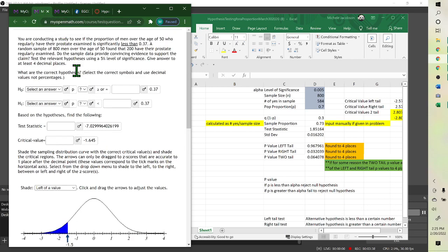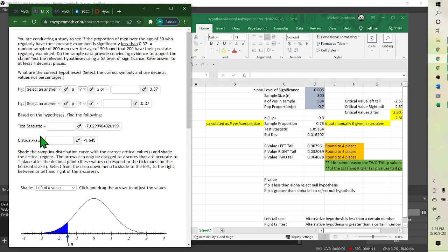The other problem, you're conducting a study to see if the proportion of men over the age of 50 who regularly have their prostate examined is significantly less than 0.37. So we're testing less than. For this one, then, you should have greater than or equal to the 0.37. Because we were testing less than 0.37, this one would be less than. So your alternative is always which one you're testing.